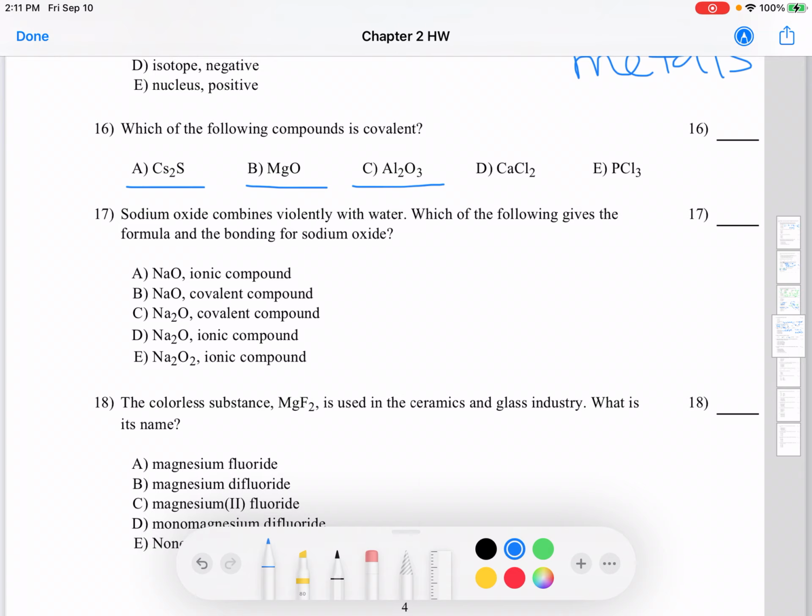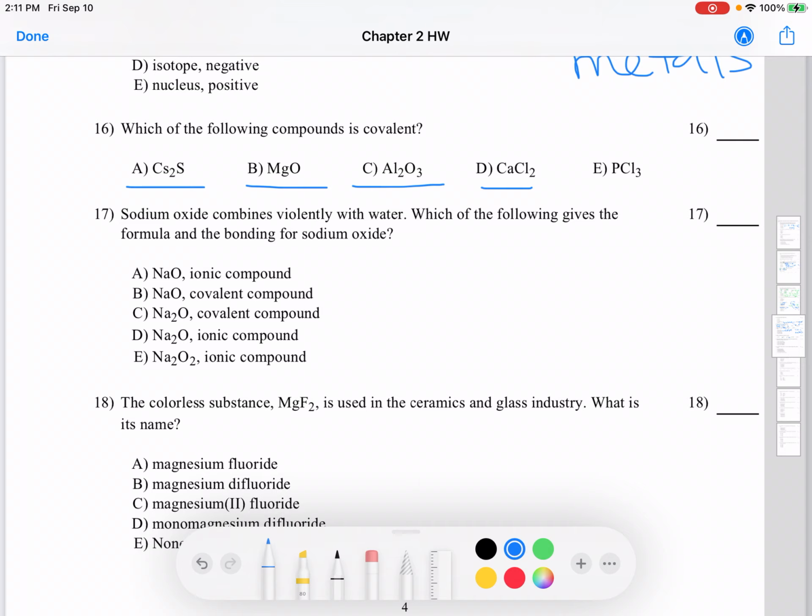And then calcium is a metal, chloride is a non-metal. That's again an ionic compound between a metal and a non-metal, and the name would be just calcium chloride. So we don't use prefixes.